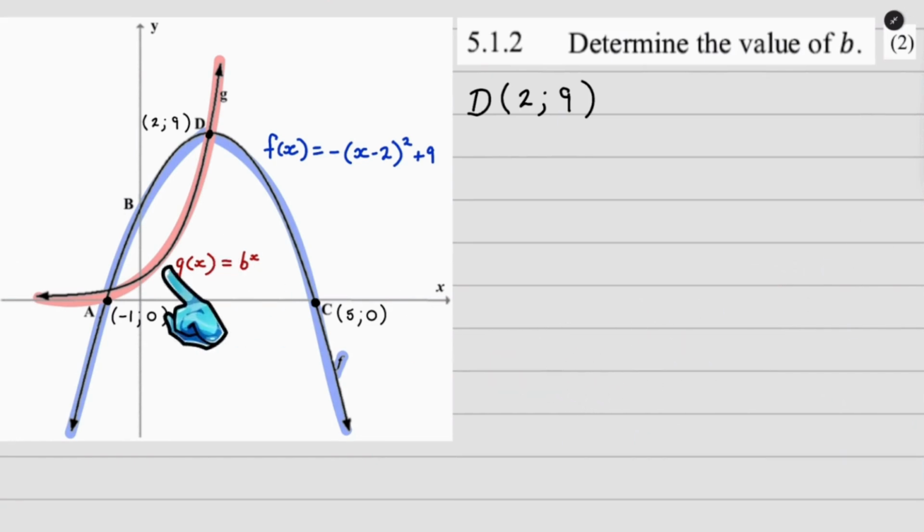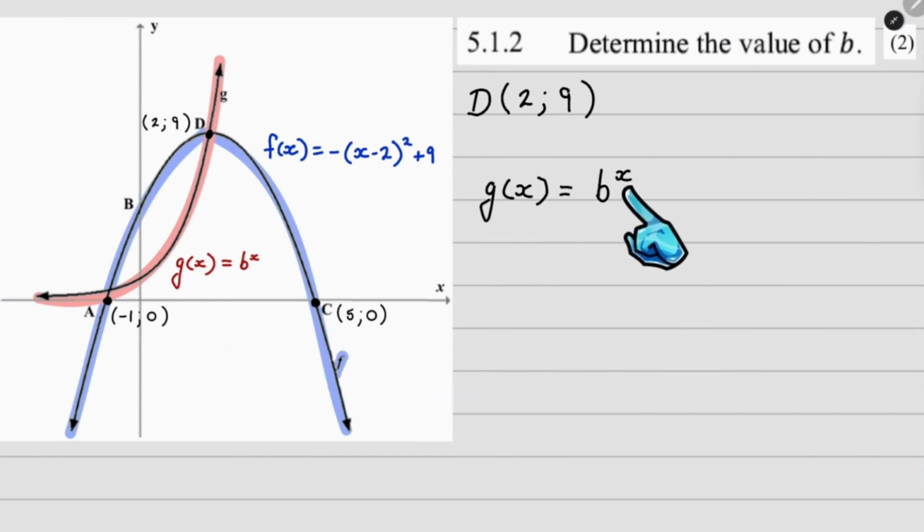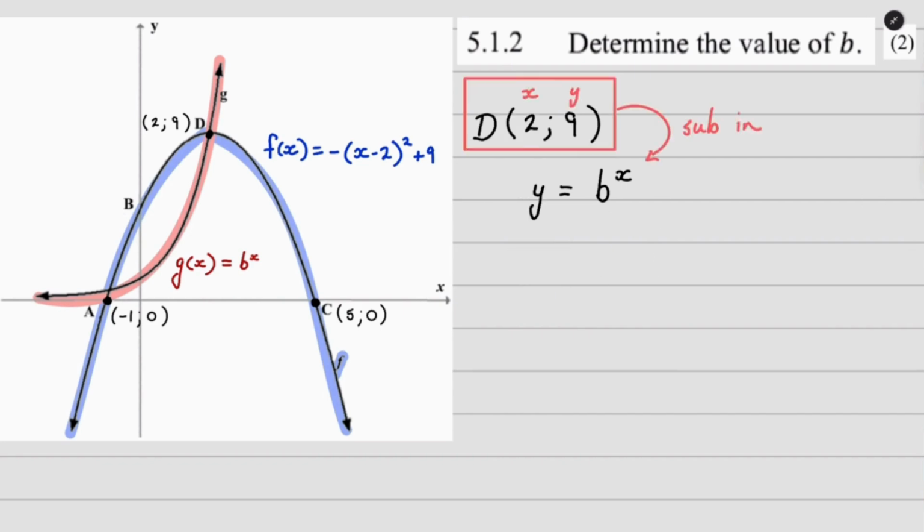And now that I've got a point on the red graph, I can just sub that into this thing and solve for b. So I'm going to grab this equation. Remember, g of x is a fancy placeholder for y. And then your first coordinate, well, the first number in the coordinates is the x value. The second number is the y value. So this 9 will go into y's place, and this 2 will go into x's place.